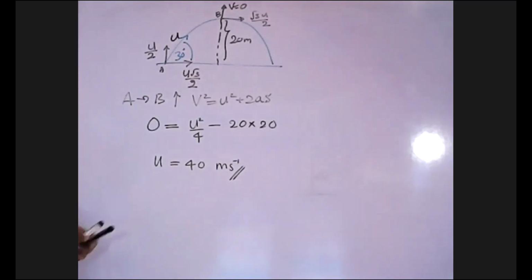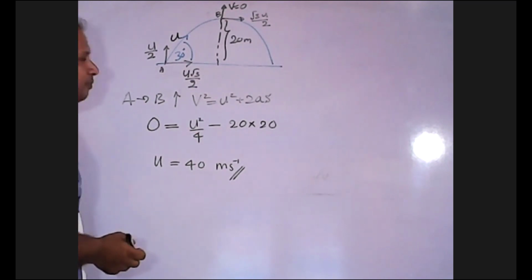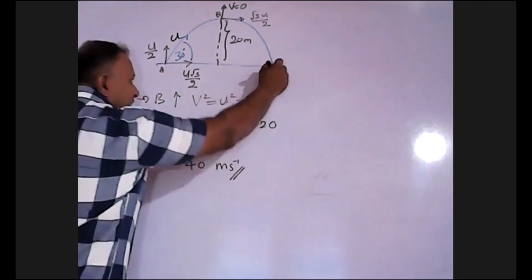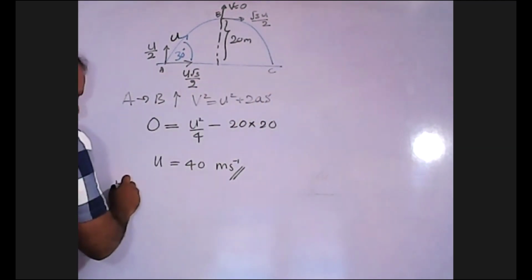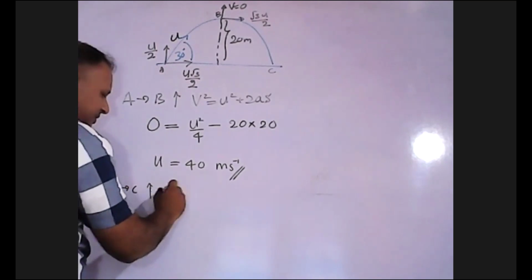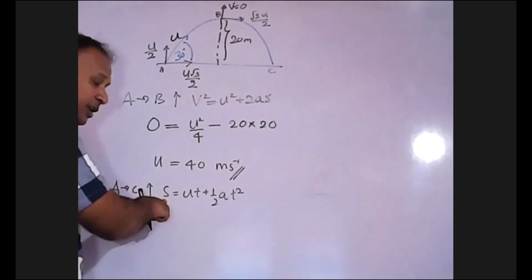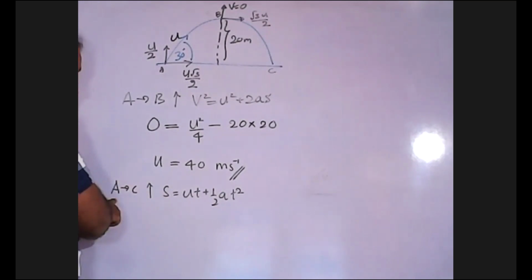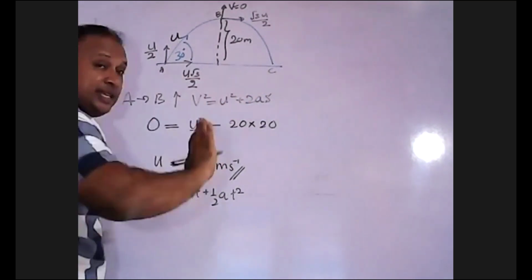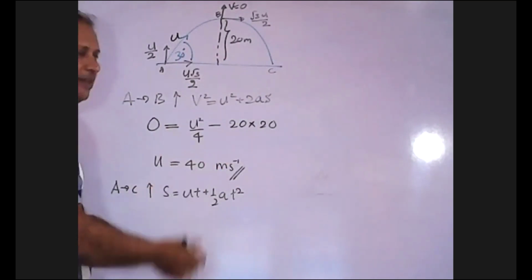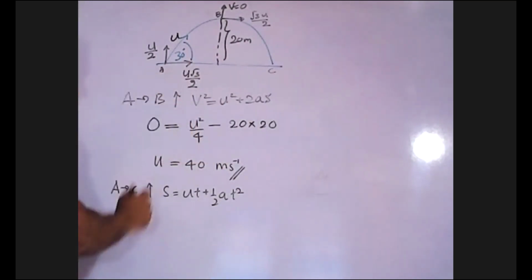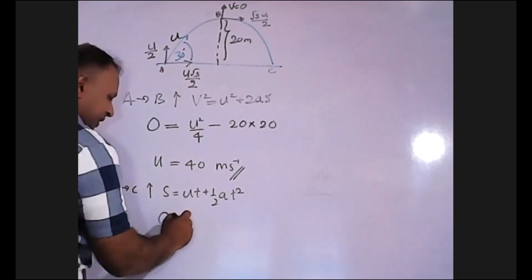This one. Then the time taken for the flight. Now I can find that one because I know the value of u. So if it is C, now I can write from A to C in upward direction, s equals ut plus half at square. From A to C, both are at the same horizontal line. Therefore, vertical displacement is 0.